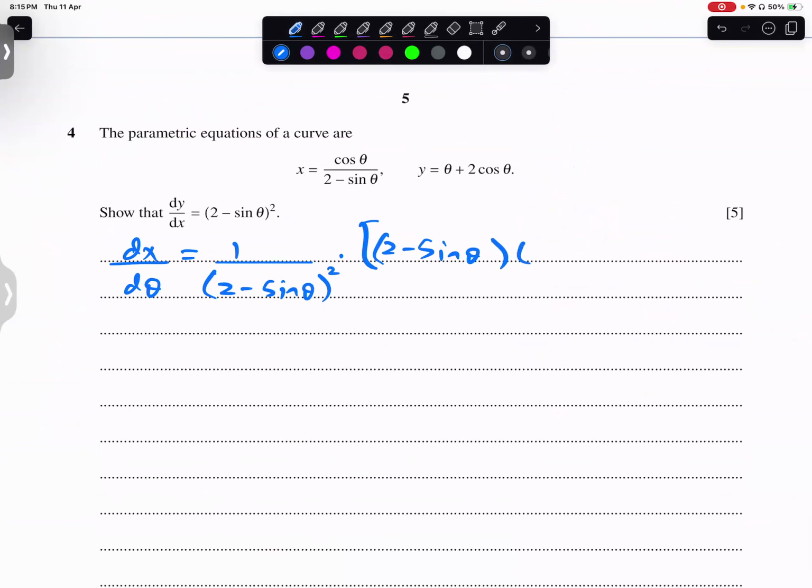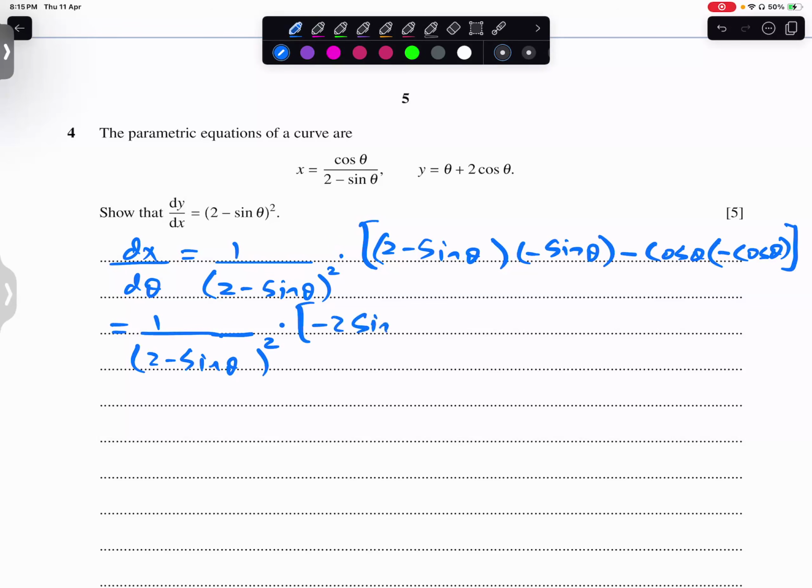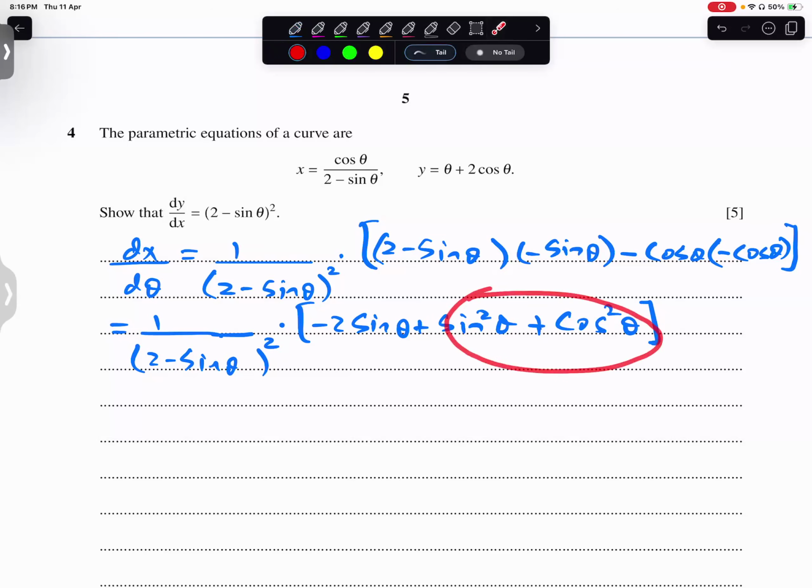Derivative of cos will be minus sine theta, minus cos as it is, and derivative of 2 minus sine theta will be minus cos theta. So 2 minus sine theta whole square, and then minus 2 sine theta plus sine square theta plus cos square theta. Students, what is sine square plus cos square? Sine square theta plus cos square theta is 1. So this whole thing will become 1.